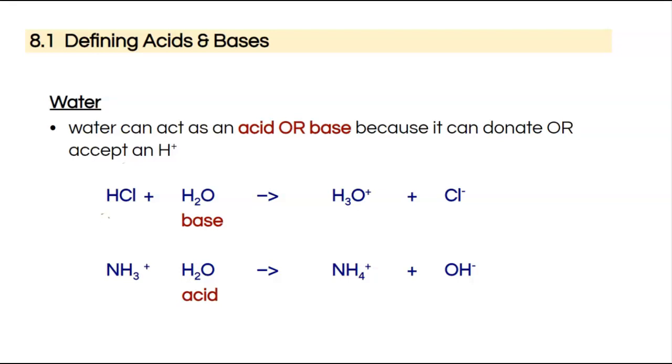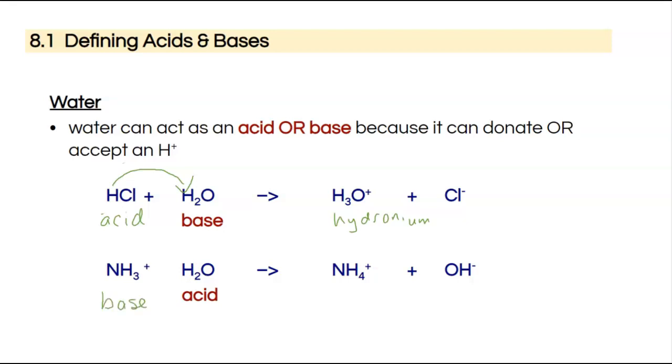So HCl I know is an acid, right? We know hydrochloric acid is an acid. So if HCl is my acid and water is my base, acids always donate protons and bases are proton acceptors. And so I'm going to show water as accepting a proton. And when it accepts a proton, I produce this hydronium, right? The characteristic acid ion.